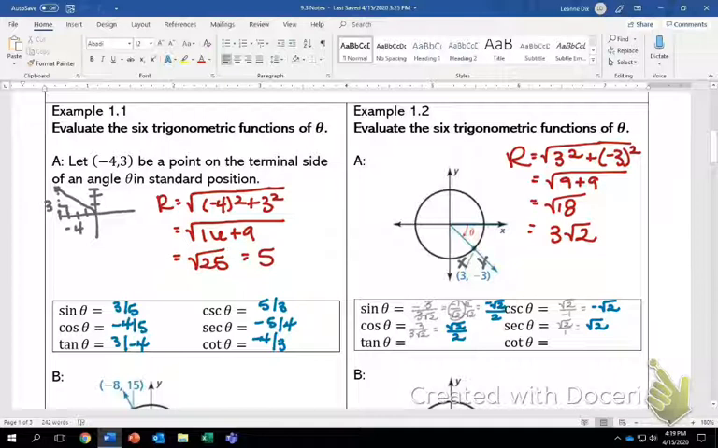Tangent, again, is y over x. And so I can take this and do negative 3 over 3, which is going to reduce to negative 1. And so the reciprocal of that is 3 over negative 3, which is, again, negative 1. All right, so that is how you find your trig functions.